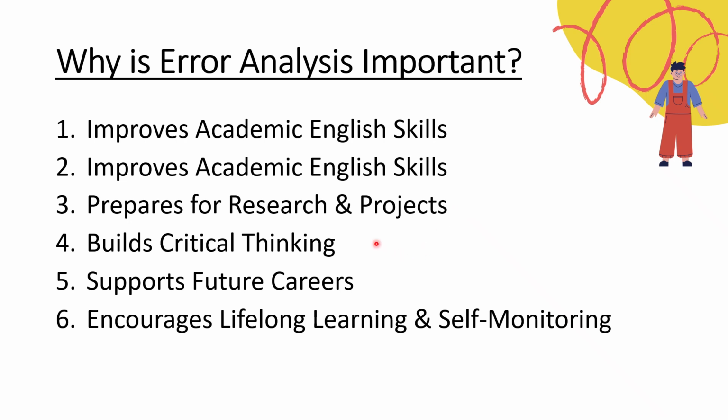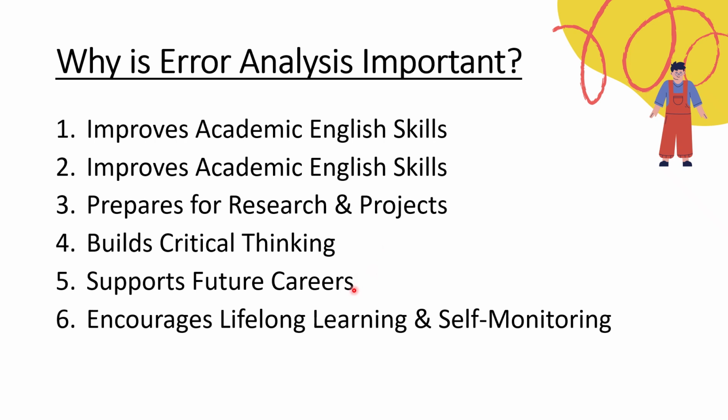The fourth is EA builds critical thinking. Yes, EA is not only about spotting what's wrong, but you must also ask yourself, why did this error happen? Okay, is it because of the interference? Is it because of overgeneralization? And what does it reveal about interlanguage development? So you always ask yourself about the errors that you make. Okay, this trains analytical thinking, which is central in linguistics and any academic field.